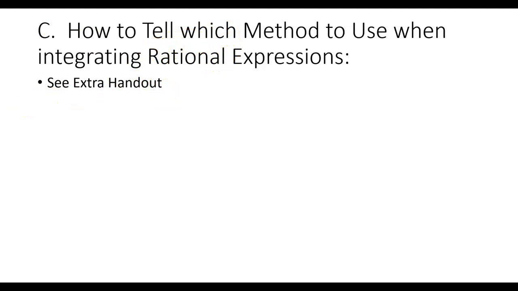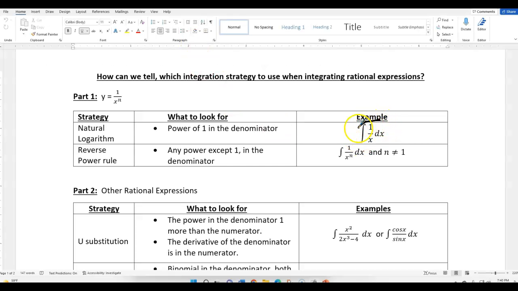For that, look at the extra handout that I posted to this assignment. For problems like, first of all, I've separated it in two kinds. I've got basic ones that look like this, and then more complicated ones, which is in part 2. So for basic ones where you have a number over an x to a power, if the power is just 1, then that's an ln problem.